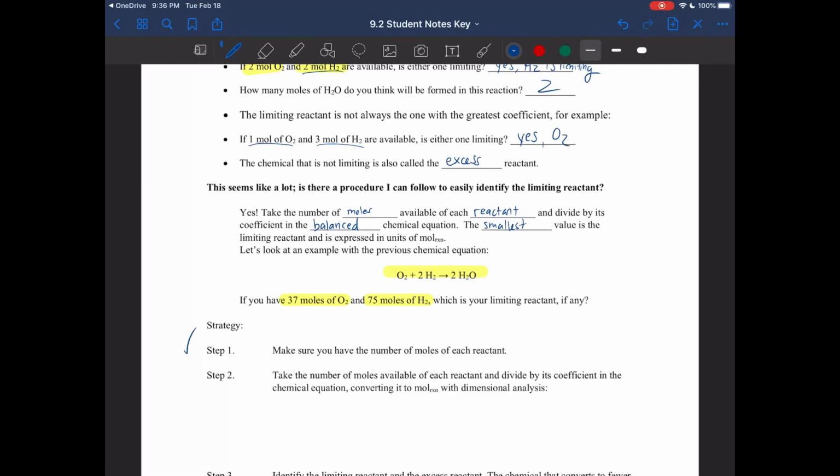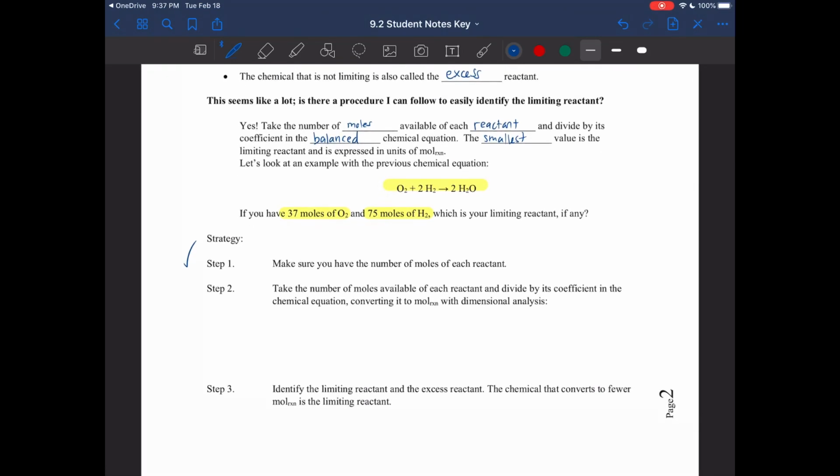Second step, let's take the number of moles of each reactant and divide that by the coefficient of the chemical equation. And doing that is converting it into moles of reaction. So we can do that with dimensional analysis, just like what we did on the last page with making sandwiches. This is almost the exact same thing. So I'm going to start with O2 first. So we have 37 moles of O2.